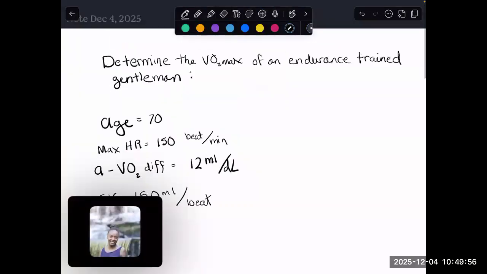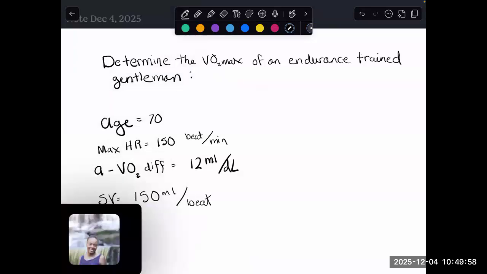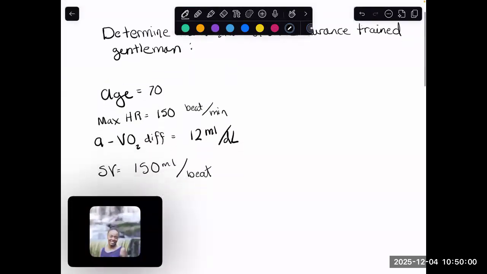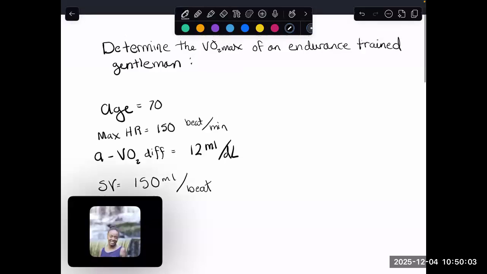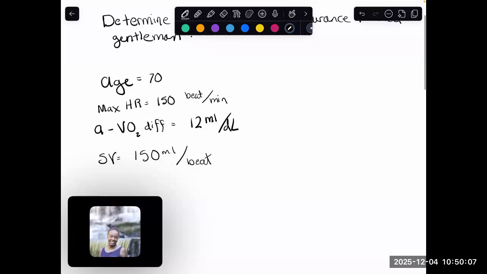Okay, so this is the question from the Final Jeopardy, requiring you to determine the VO2 max of an endurance trained gentleman who is age 70, meaning that his max heart rate is going to be estimated at 150 beats per minute. And this is estimated because of the 220 minus age equation, where you subtract his age from 220 and you get 150 beats per minute.